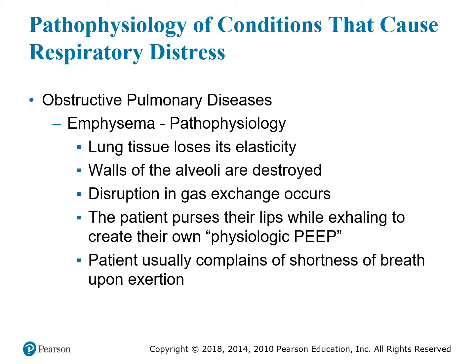And so the first one on this slide, we're going to talk about COPD, chronic obstructive pulmonary disease, and it's divided into two pathophysiologies. We have one called emphysema, and the other one is chronic bronchitis, which I'll talk about later. So emphysema is when your lung tissue loses its elasticity. We've got so much damage within the walls of the alveoli that it's become scarred.